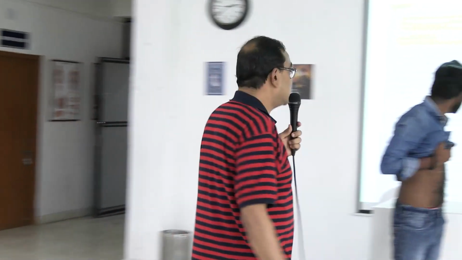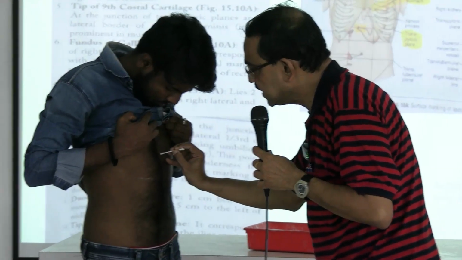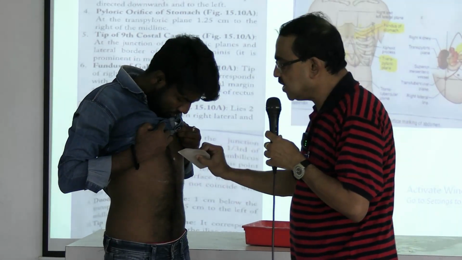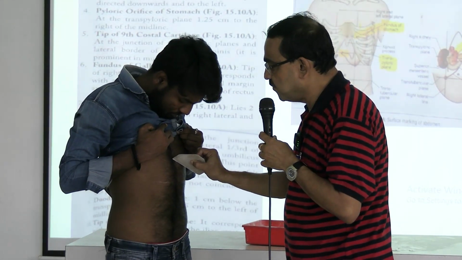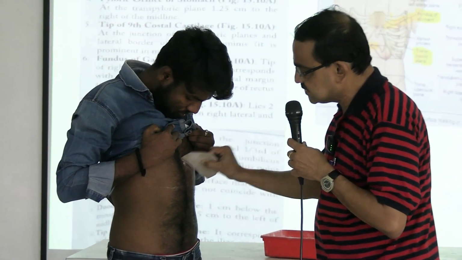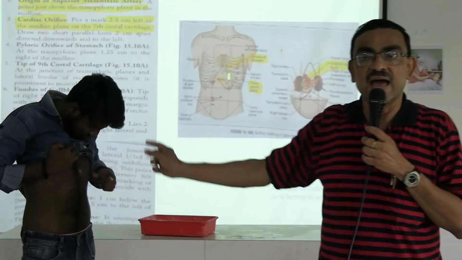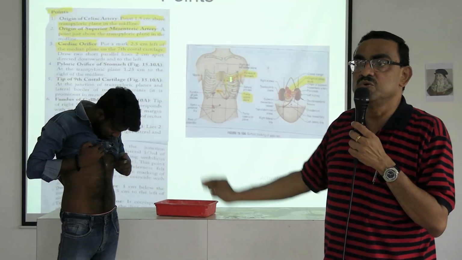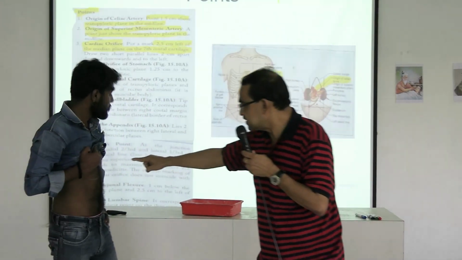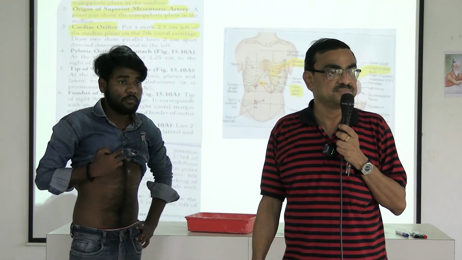And how will we draw it? First we have to put a point like this, and around the point we will give 2 lines. Those lines are around 2 centimeter apart from each other. So this is the cardiac orifice.